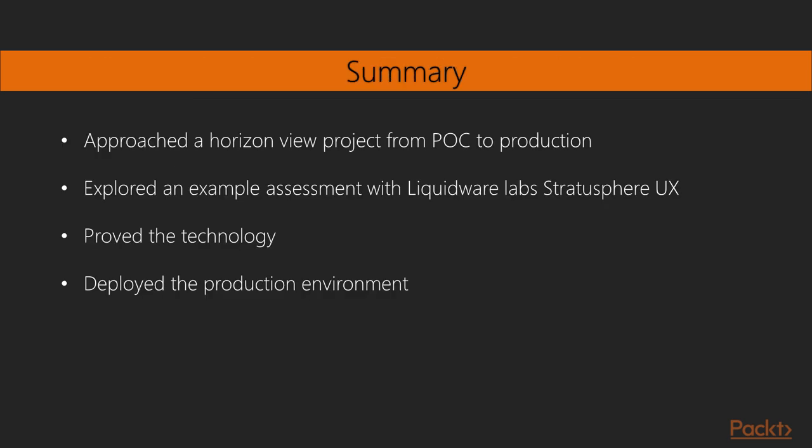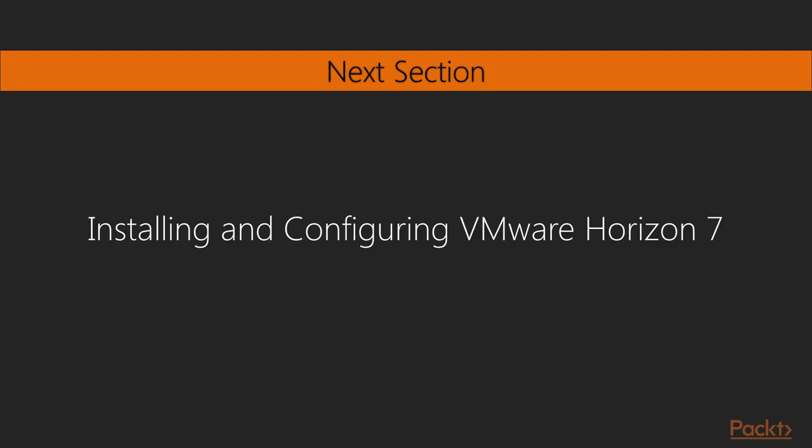In this final part of this section, we're going to take a couple of minutes just to summarize what you have learnt. In section 3, we've learnt firstly how to approach a VDI project, then how to conduct a desktop assessment with Liquidware Labs Stratosphere, and then how to prove the technology by looking at proof of concepts, proof of technologies, and pilots. Then finally, we looked at how to design and deploy a VMware Horizon 7 environment. Now you have that initial design, in the next section we're going to start deploying the Horizon View software.